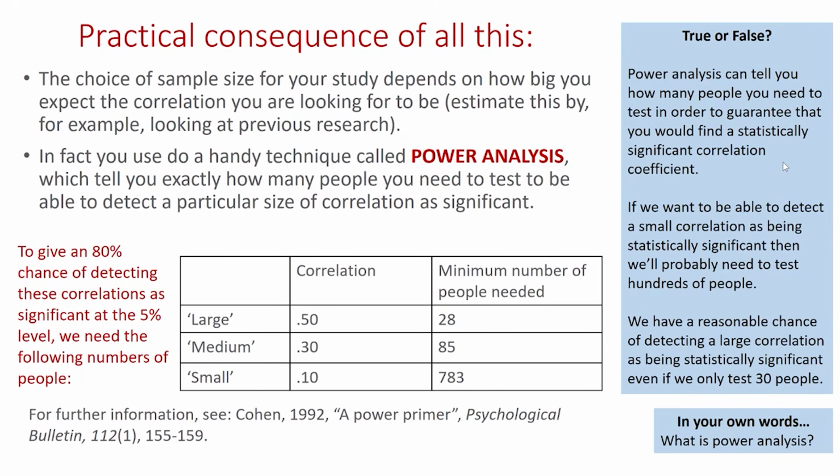Yes. So literally, if we want to detect a small correlation being statistically significant and we're happy with our 80% chance, in fact we'd need about 800 people to detect a 0.1 correlation, looking at that table. Question 3. We have a reasonable chance of detecting a large correlation as being statistically significant if we only test 30 people. So looking at that table, yeah, that's true. Okay, so 30 people is considered sufficient to have an 80% chance of detecting a 0.5 correlation as being statistically significant.